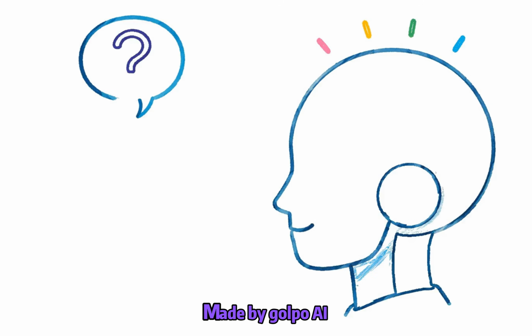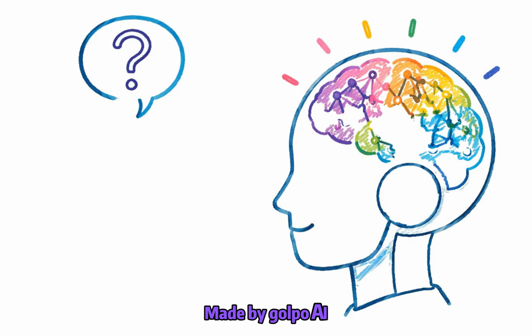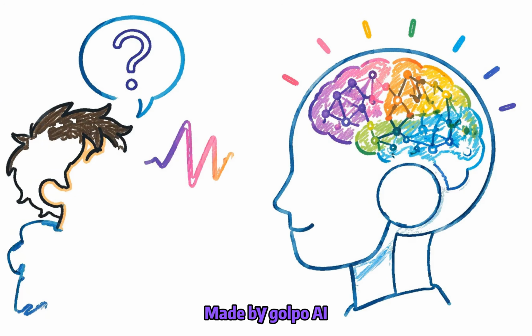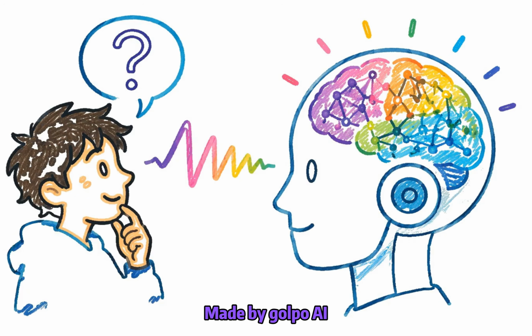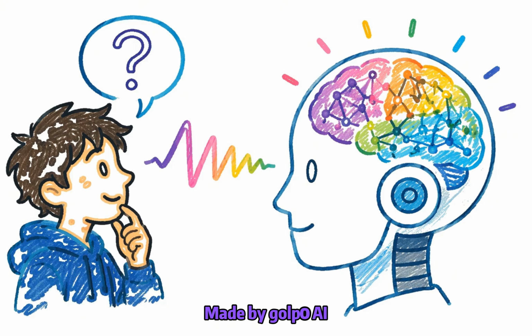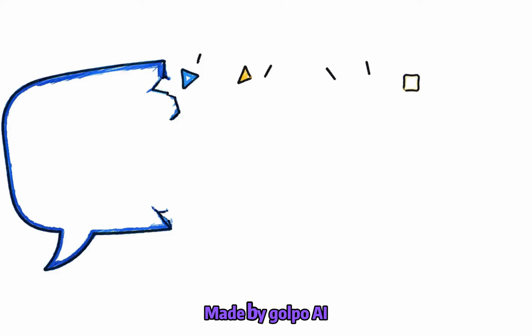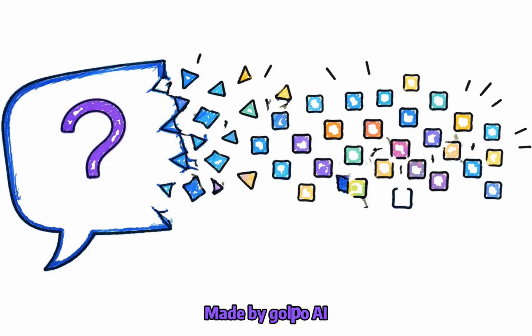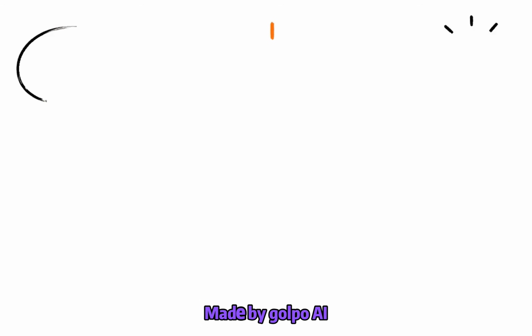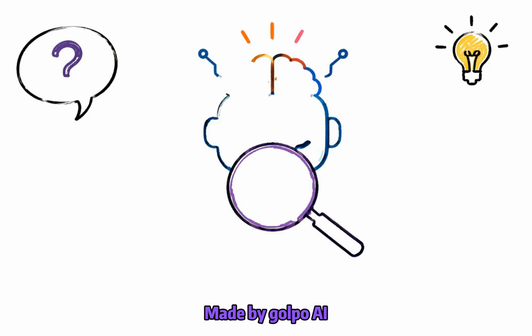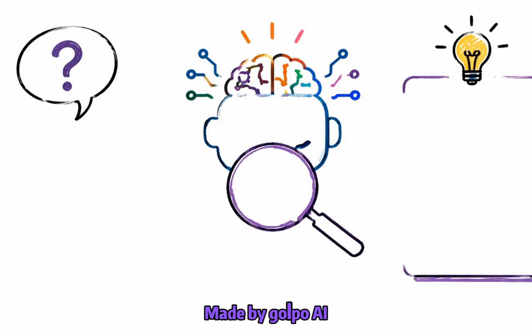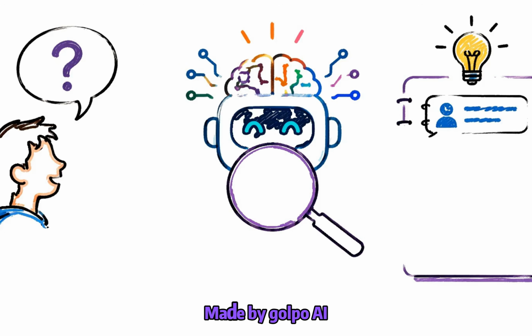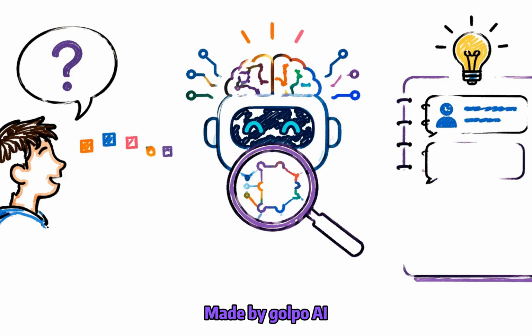Ever wonder what happens inside an AI's brain when you ask it a question? It's not thinking like we do, but it's a fascinating process that unfolds in a split second. First, your question gets shattered into tiny digital pieces called tokens, the model's fundamental building blocks of language. The AI then scans these tokens, using patterns learned from reading trillions of words to understand your intent. Is it a question, a command, or a request for a story?